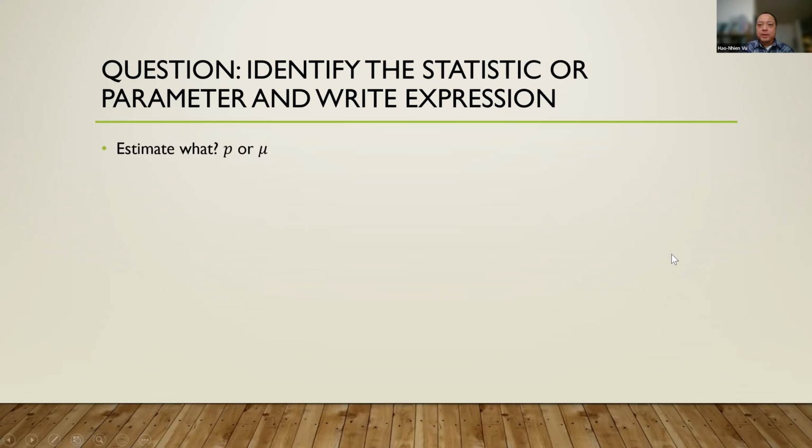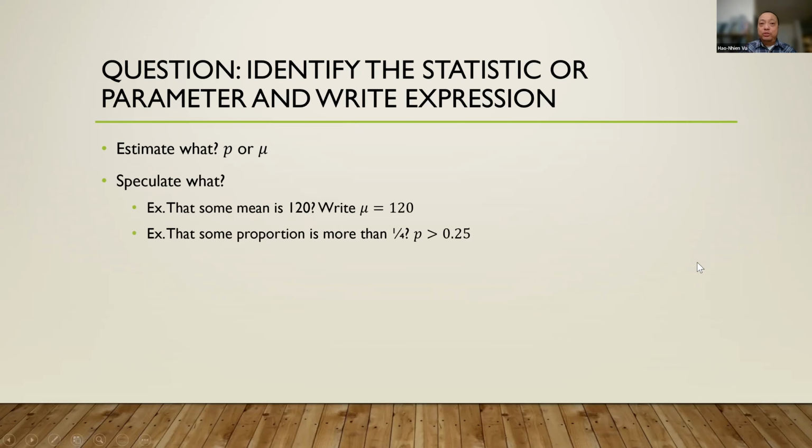For example, if the question says the researcher wants to estimate a proportion of some sort, then that's all the information you have. Just write down P, population proportion. And same thing if you see that the researcher is trying to estimate some sort of mean, then write down mu. But sometimes the questions will give you more information than that.